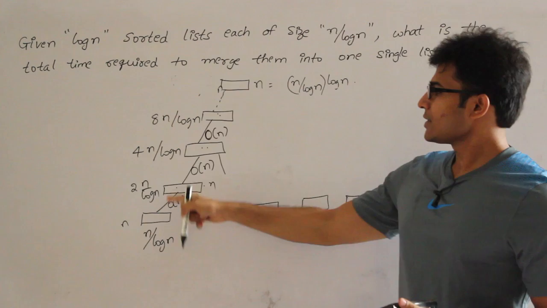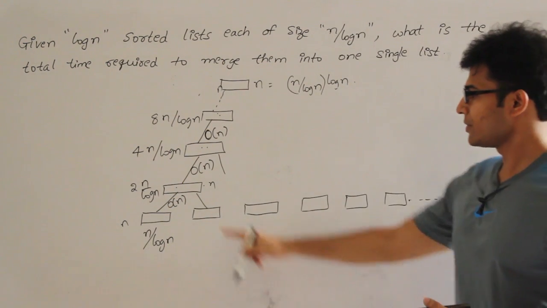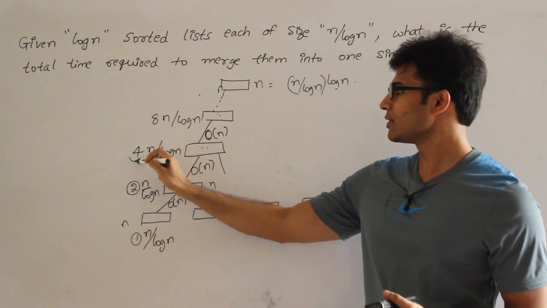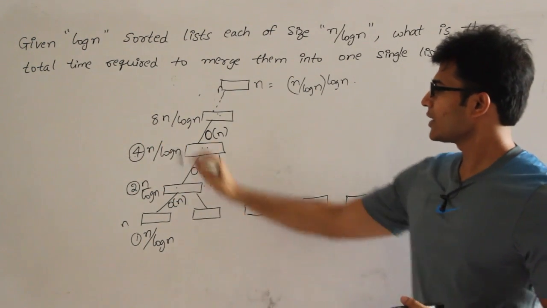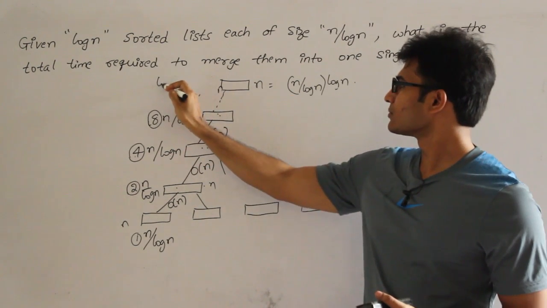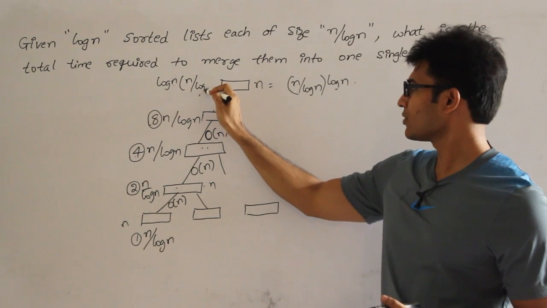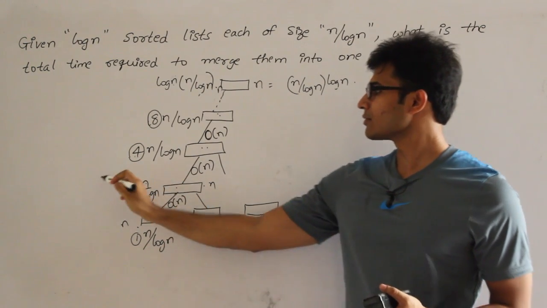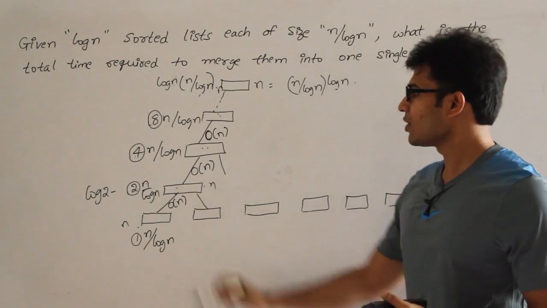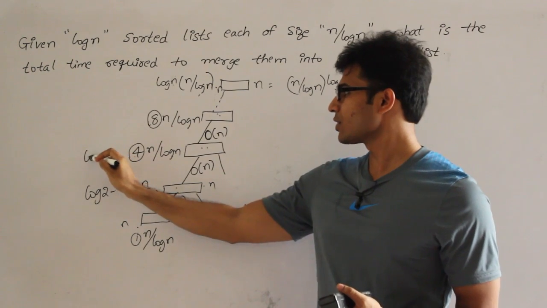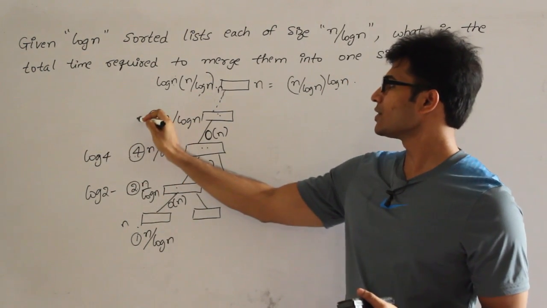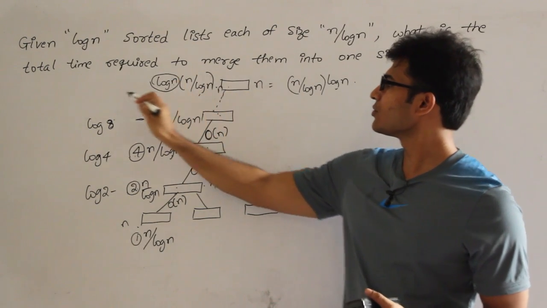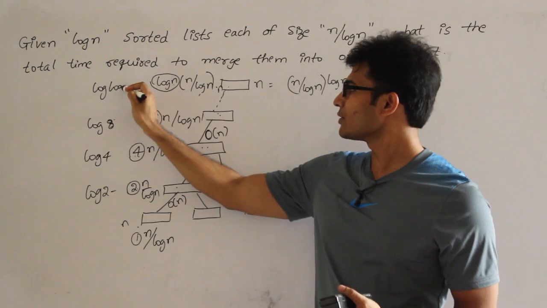Then how many such climbings should I do? That is the point. Initially it is 1 into n by log n, then 2 into n by log n, then 3 into n by log n, 4 into n by log n, and finally log n into n by log n. In order to reach size 2 into n by log n, I have to do one climbing, which means log 2. To reach size 4 into n by log n, I have to do 2 climbings, which means log 4. To reach the next size, I have to do 3 climbings, which means log 8. Therefore, in order to reach the final size, I have to do log n climbings.